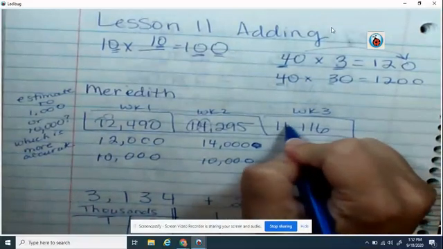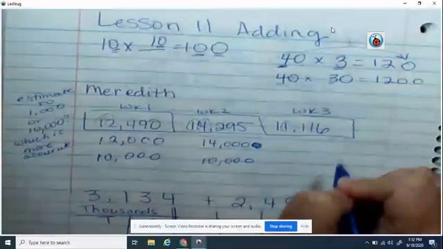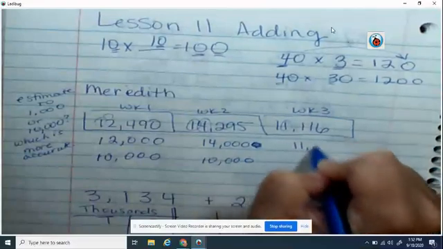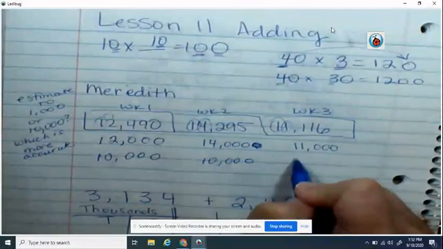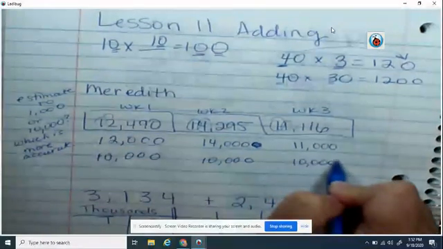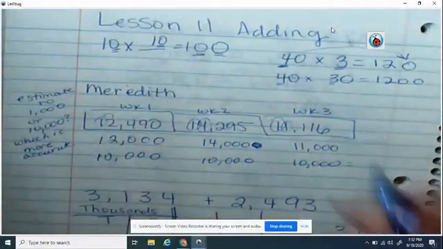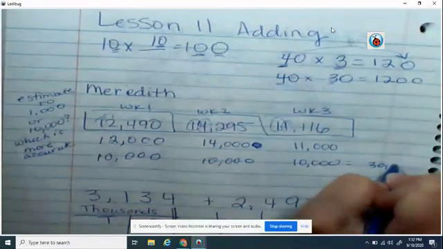This one right here, if we round it to the nearest 1,000, it's going to be 11,000. If we round it to the nearest 10,000, it's going to be 10,000. So if we're rounding it to the nearest 10,000, then Meredith ate about 30,000 calories.